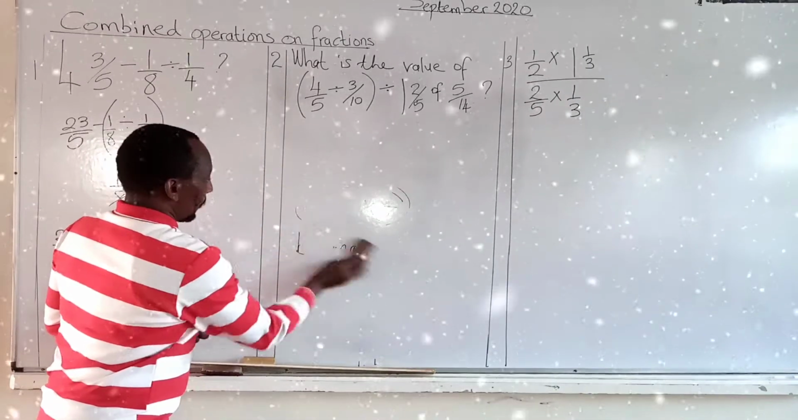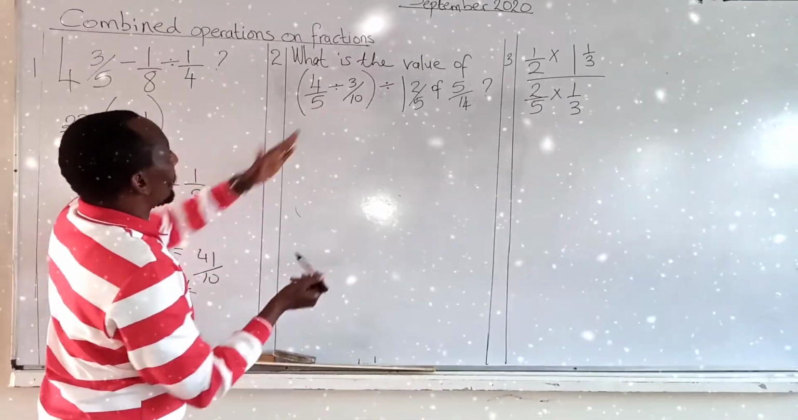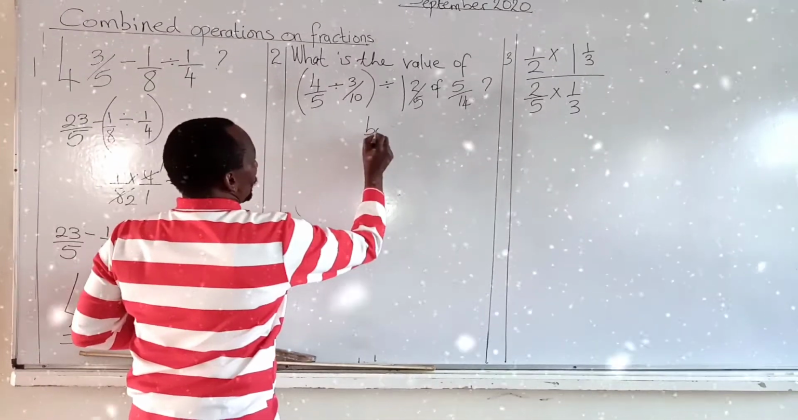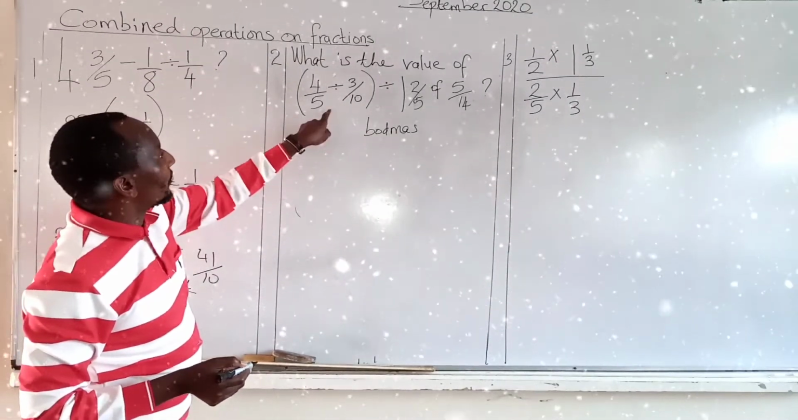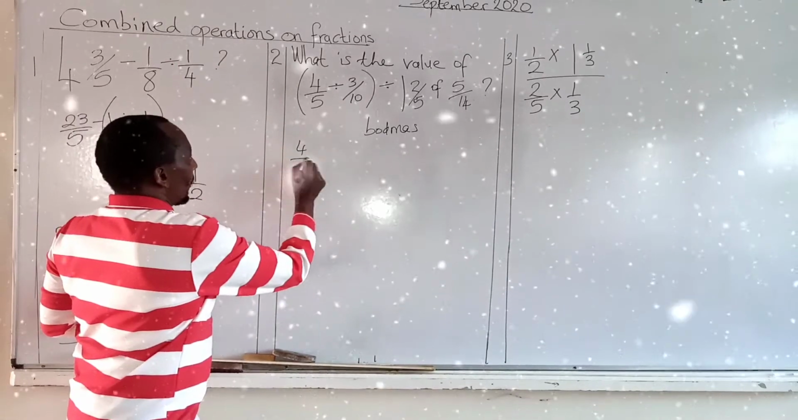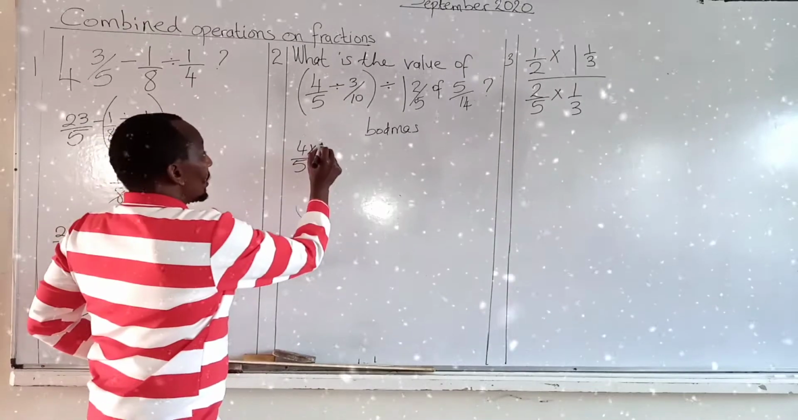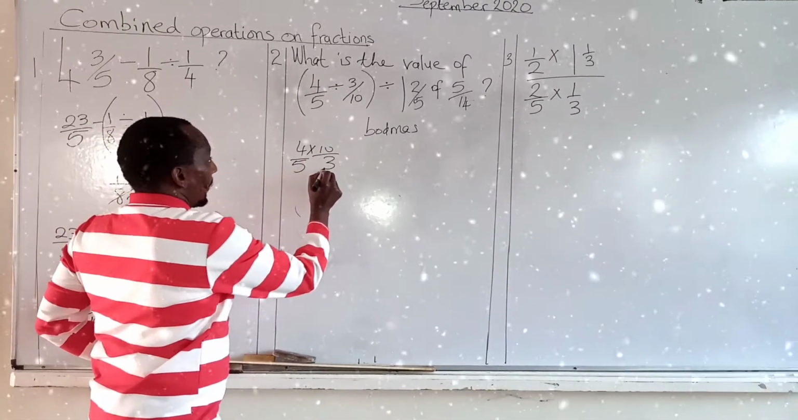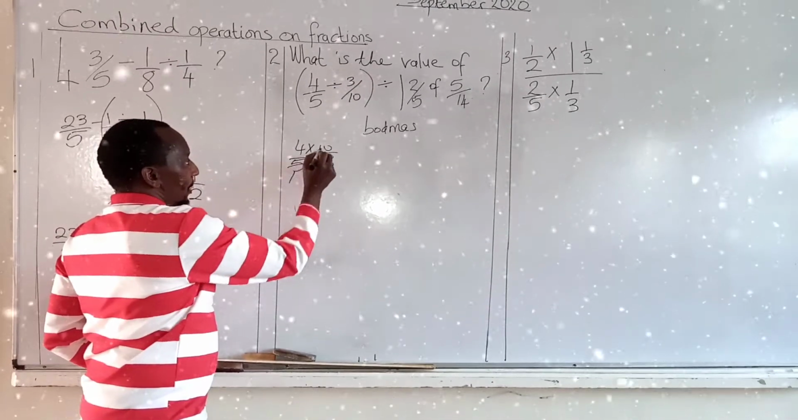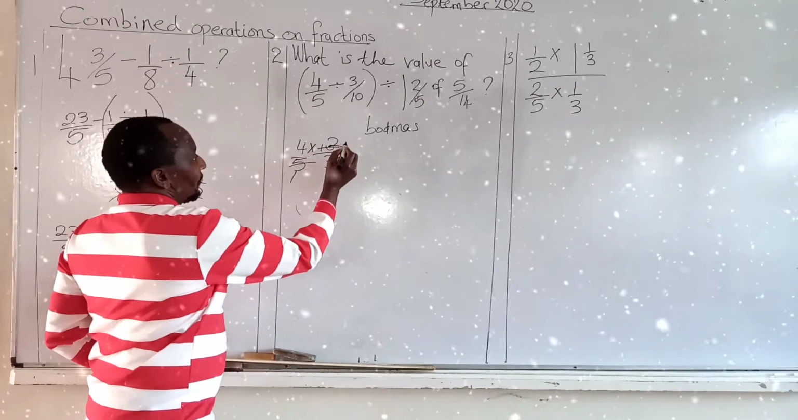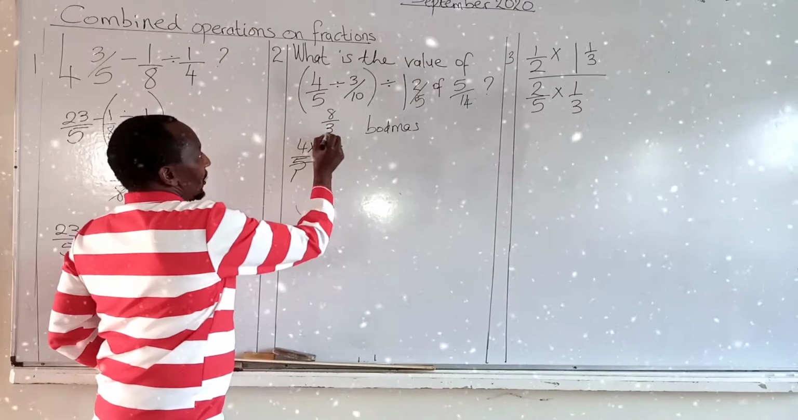The second example, we already have a bracket. But still, let me write the word BODMAS there to guide me. So we are going to start by working out this bracket, which is 4 over 5. Division becomes times, and then reciprocate 3 over 10, which is 10 over 3. Can we cancel? Yes, we can cancel 10 by 5. By 5, 1; by 5, 2. That gives you 4 times 2, 8 over 3. So the whole of that bracket is 8 over 3.